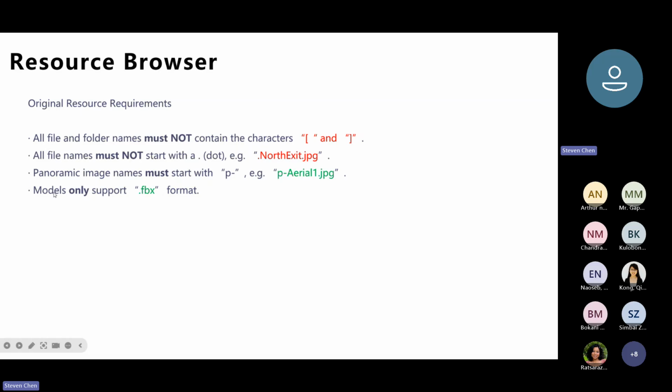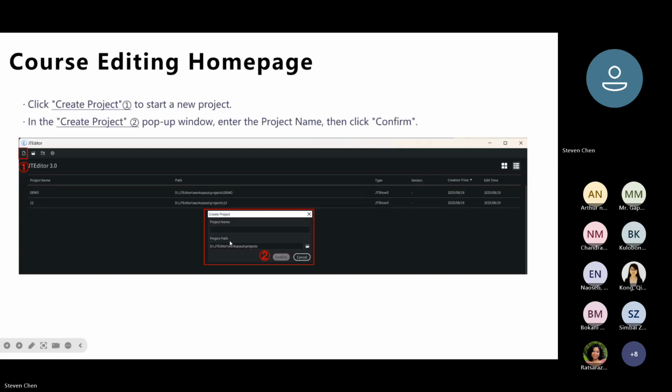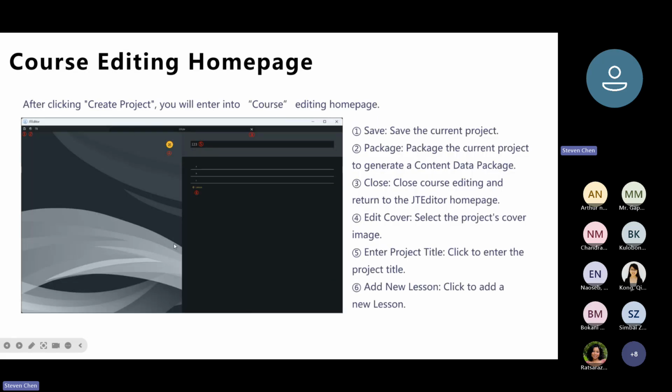And for the models, meaning 3D models, because some institutions or teachers might have 3D models, you can of course import them, and please name them properly. We support the .fbx format. After you create your own project, you can add the project name and choose the project path you save. Then we go to the course editing homepage.